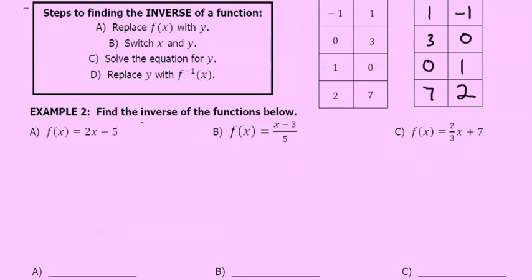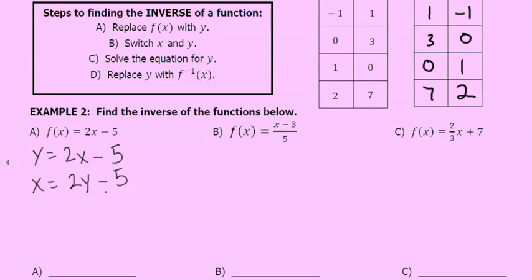Example 2. Find the inverse of the functions below. A. F of x equals 2x minus 5. First, let's write y instead of f of x to make it easier to write out each time. Let's switch the x and the y around. You could actually do that in any step, but we'll do it for step B.